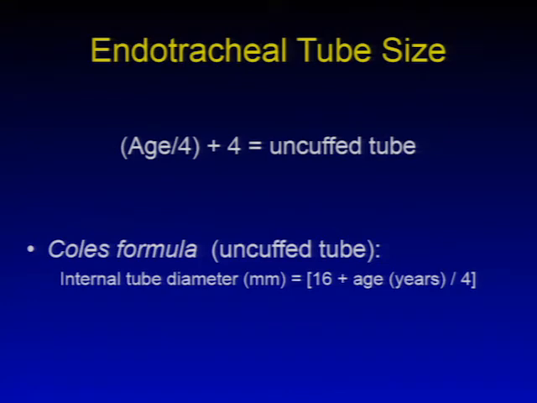Endotracheal tubes are typically sized by two different formulas. These are usually based on age. The common one used is age divided by 4 plus 4, which can give you the outer diameter of an uncuffed tube. We typically decrease the outer diameter by 0.5 if you're using a cuffed tube. Another formula is the Cole's formula, which allows you to calculate the diameter of the tube as 16 plus the age in years, divided by 4.